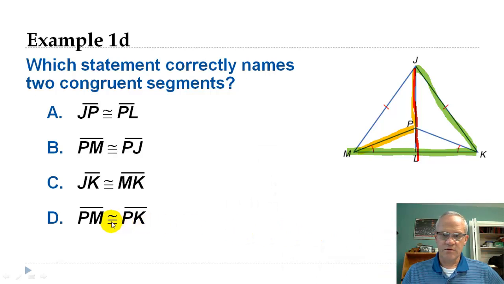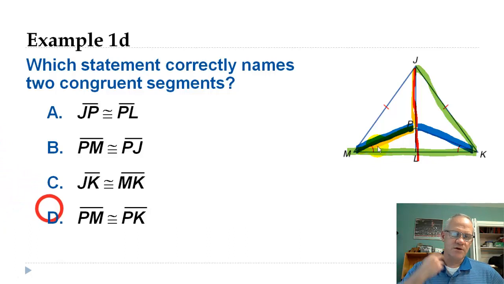And that's PM. So PM is this one right here, and PK. If you notice on that one, that's in a triangle. If you look across from side PM, you have an angle that's marked as congruent. Across from that blue line there, an angle that's marked as congruent. So it is answer D. Answer D is correct. Okay, good.